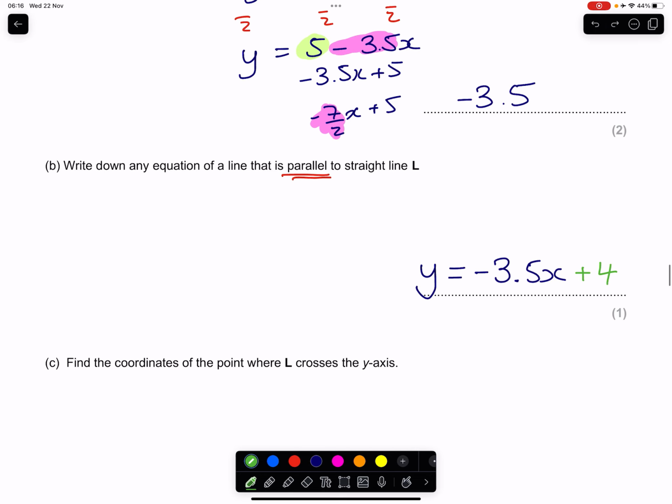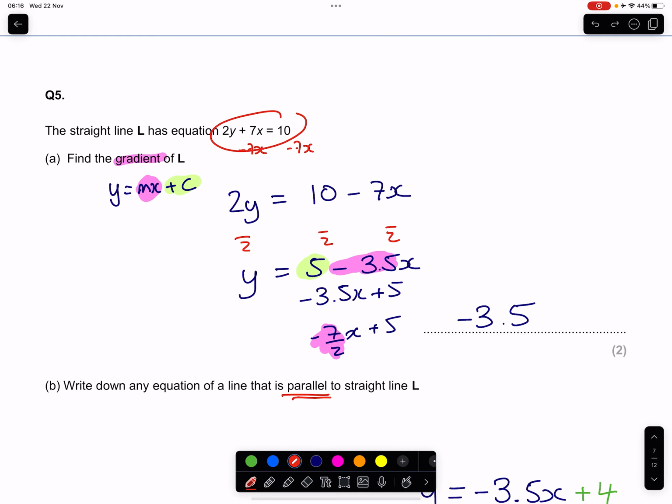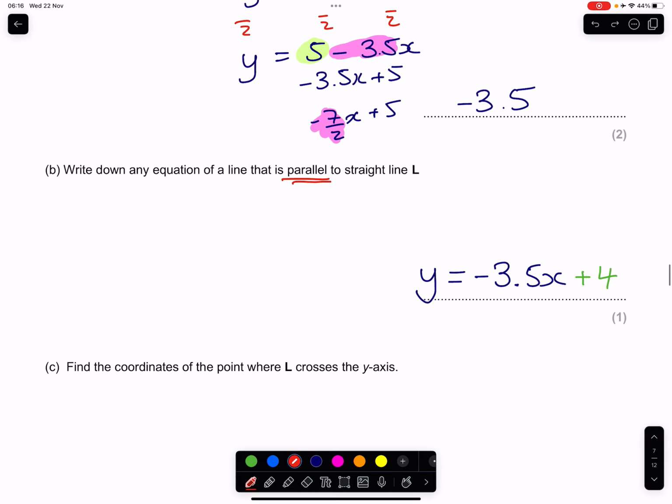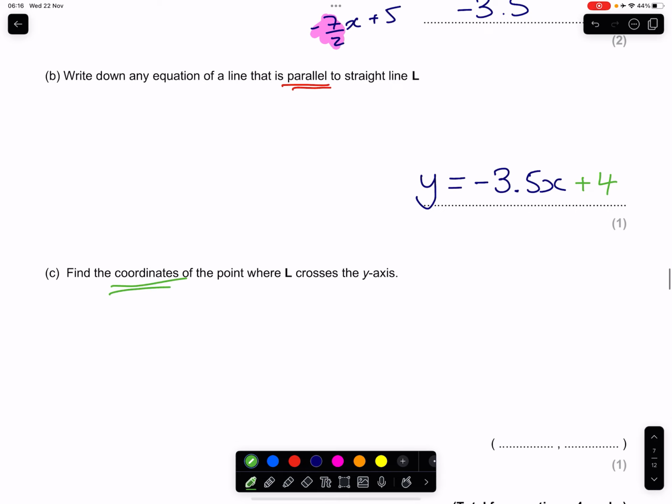Part C, find the coordinates of the point where L crosses the y-axis. So that is where this line crosses the y-axis. I've already highlighted it in green. It's 5. Now, because it says the coordinates, you wouldn't just write the number 5 down in your answer. 5 is the y coordinate, but that only comes when you have a 0 for the x coordinate. Done.